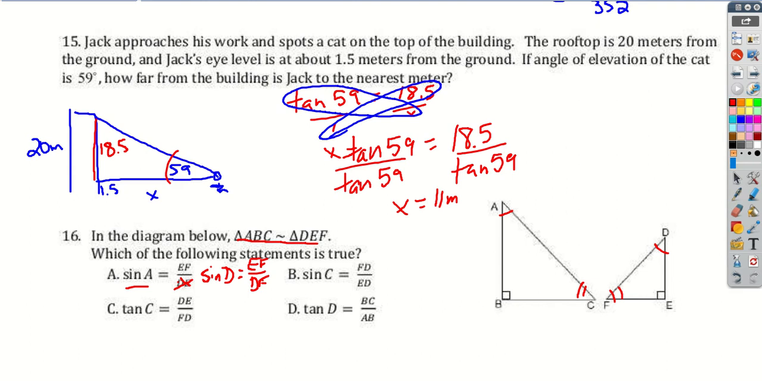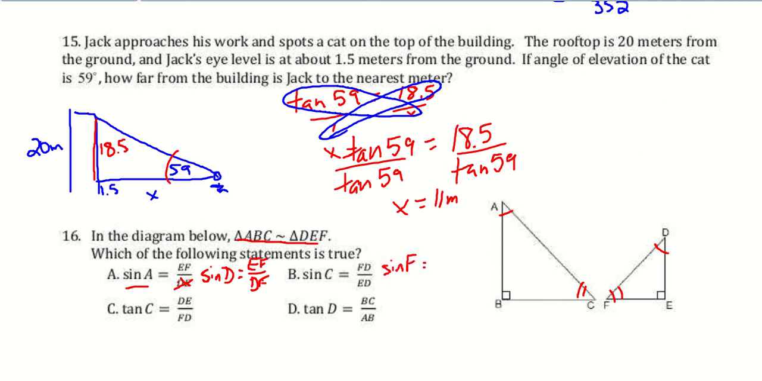Okay, likewise, in letter B, we're actually doing the sine of C, and so that's the same as the sine of F. And the sine of F, right, is DE, opposite here, over the hypotenuse. So that would be DE over FD. And so this is wrong because this should be flipped. That should be the opposite.